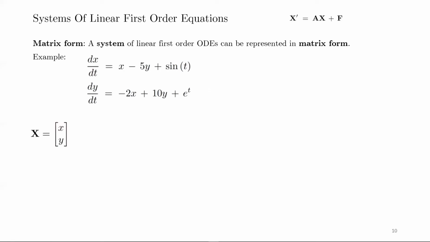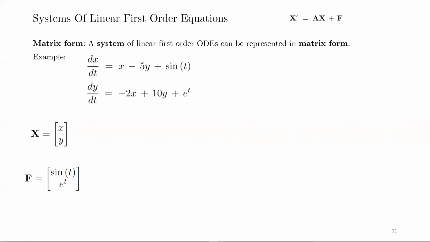So I'm going to define my vector x to be the vector of dependent variables. So the dependent variables here are x and y, and we have t as the independent variable in both. And one thing that I think is helpful is that here I've written x first and y second. So in each of these equations, I think it's sensible to write x first and y second. I think that just keeps things consistent, and it reduces the likelihood of errors.